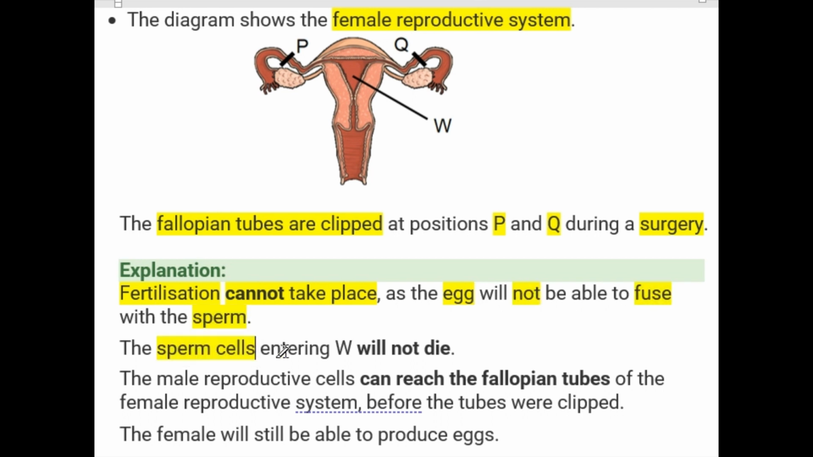The sperm cells entering W will not die. The male reproductive cells can reach the fallopian tubes of the female reproductive system before the tubes were clipped. The female will still be able to produce eggs.